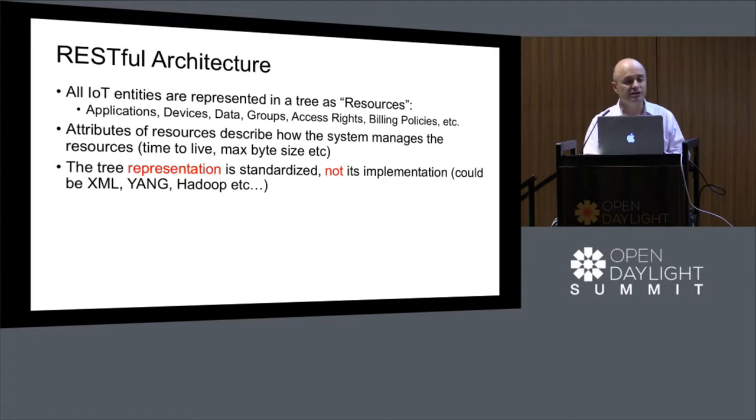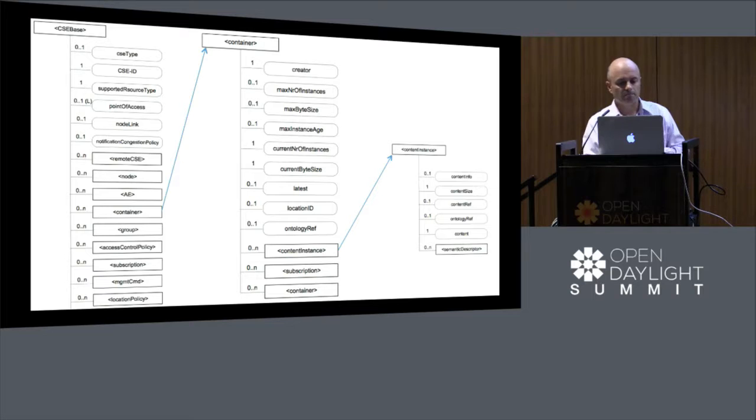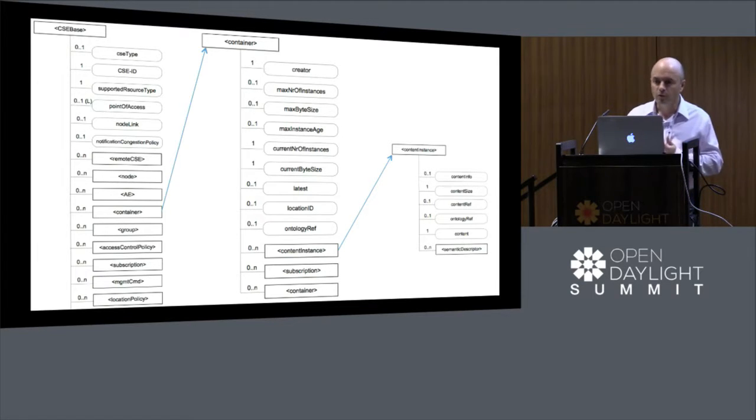The tree representation is standardized, but the implementation is not. We decided to use ODL as the underlying functions, but you can represent the tree in XML or YANG or Hadoop, it really doesn't matter. So this is an example of a oneM2M tree. Here you see the root on the left, a container, and a content instance.